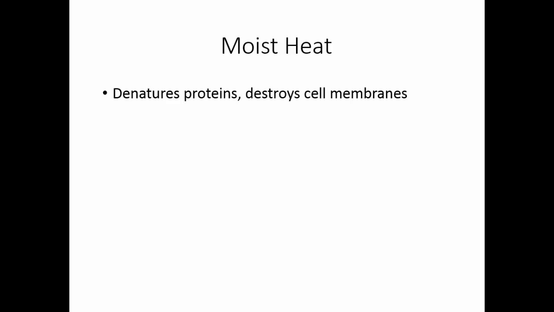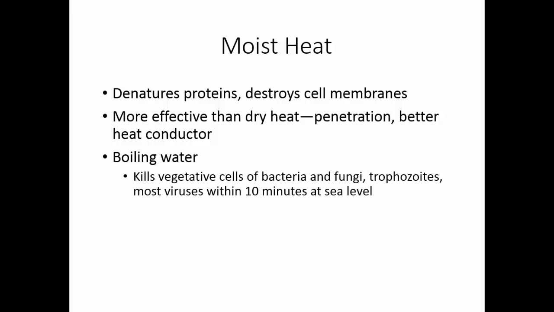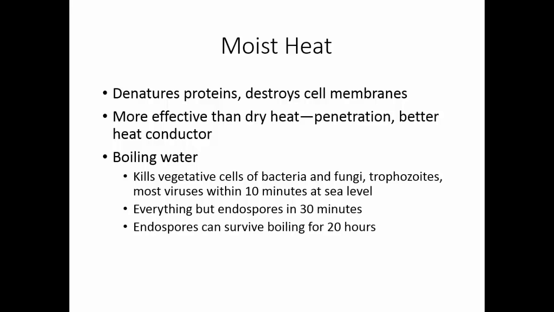Moist heat denatures proteins and destroys cell membranes. It's more effective than dry heat because it penetrates better and steam is a better heat conductor. One form of moist heat is boiling water. This will kill vegetative cells of bacteria and fungi, trophozoites of protozoa, and most viruses within 10 minutes if you're at sea level. Everything but endospores will be destroyed by boiling for 30 minutes. Endospores can survive boiling for 20 hours, so boiling is not really a way to get rid of endospores.